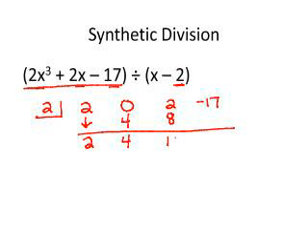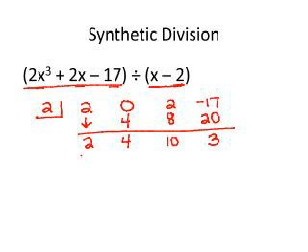Add. Multiply 10 times the number on the shelf. And add again. So I get a 3. So we started off with the cubic, and we divided it by a linear polynomial. The linear polynomial was x minus 2. So that's 1 degree less than the other one.